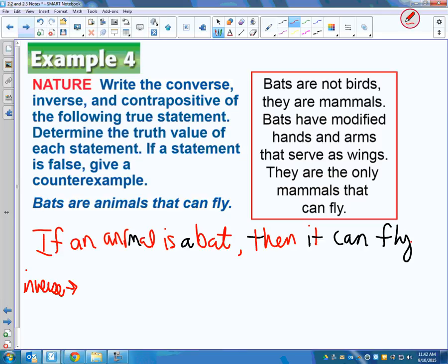Inverse is when you just do the not P, not Q. So if an animal is not a bat, then it cannot fly.